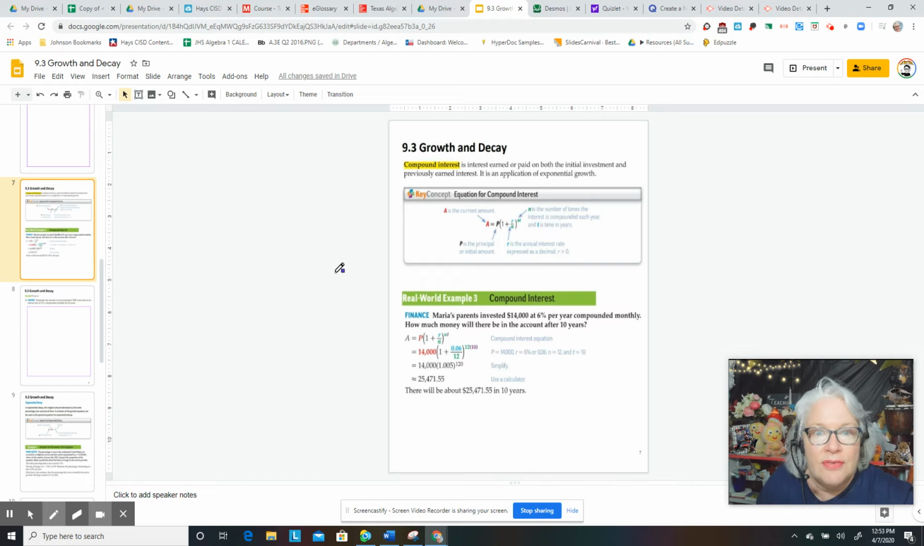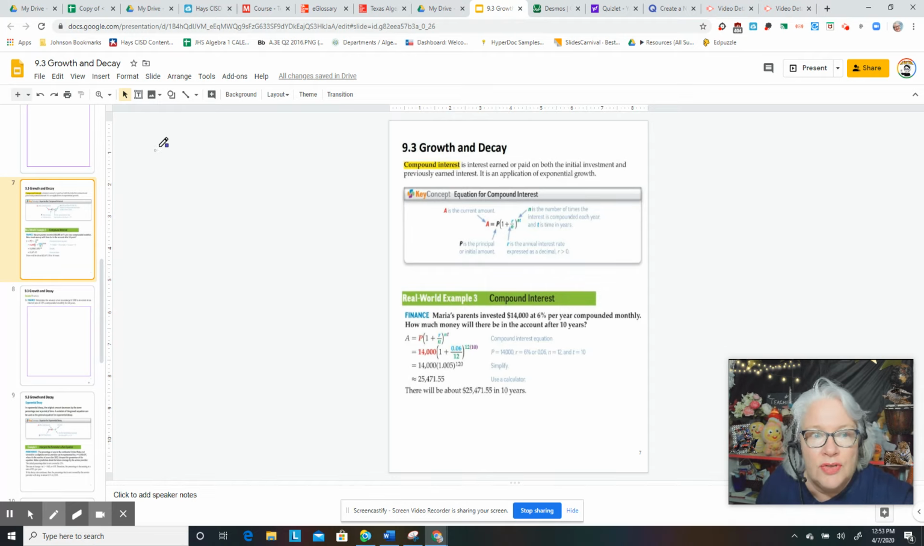All right, here's another type of growth problem. It's called compound interest. Compound interest is the interest earned or paid on both the initial investment and previously earned interest. It is an application of exponential growth, and I believe you all did this in the 8th grade.